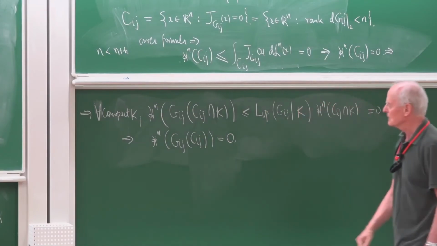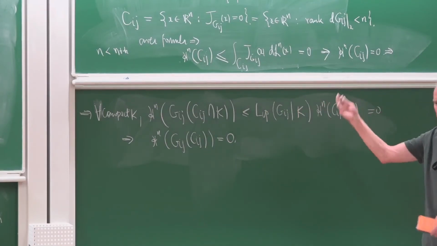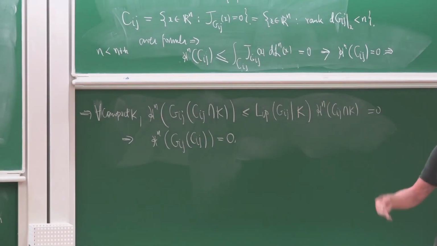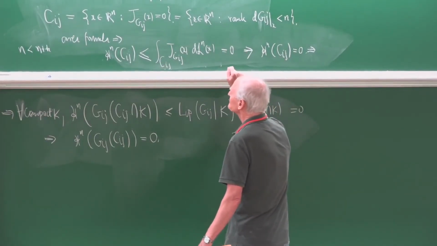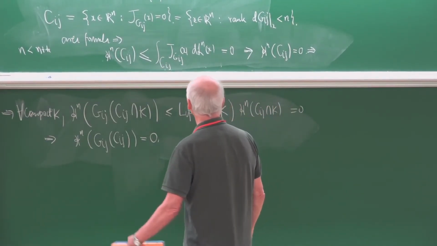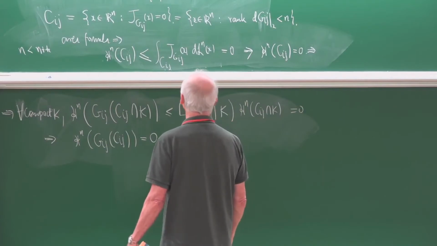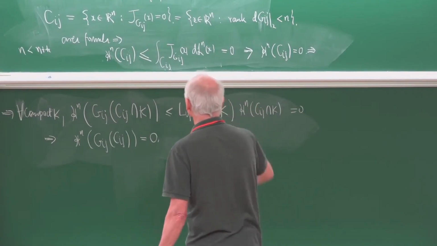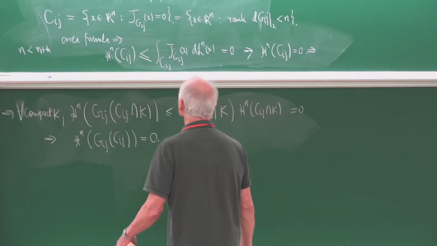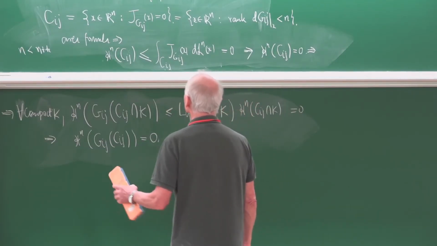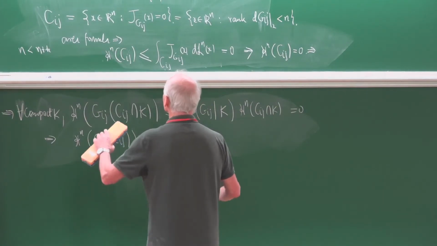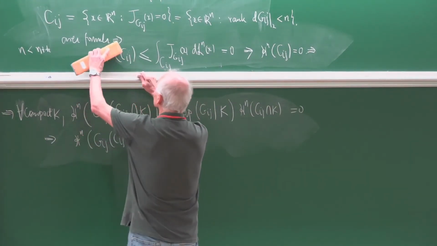That's good. So these critical sets are negligible then, as far as the image of them is concerned anyway. Okay, so, oh, I did this wrong, didn't I? This is wrong. Cij. This is supposed to be the image set, sorry.